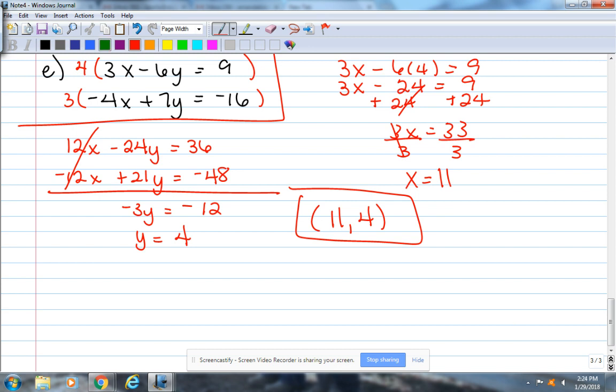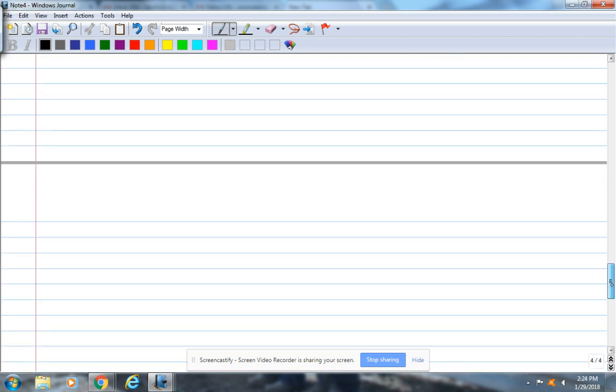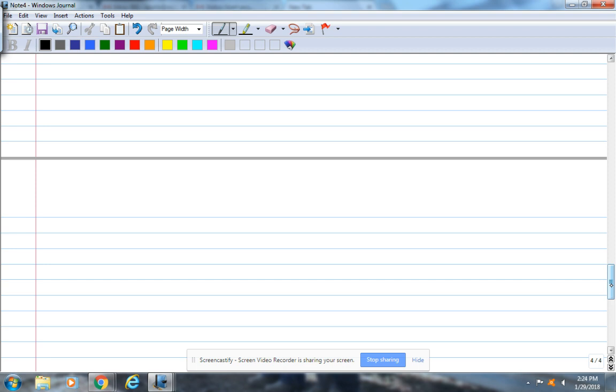No, that was the one y'all helped me with. Trying means you have your own paper and you work it by yourself. 3x plus 3y equals negative 15. And then 5x minus 9y. Try that one on your own.